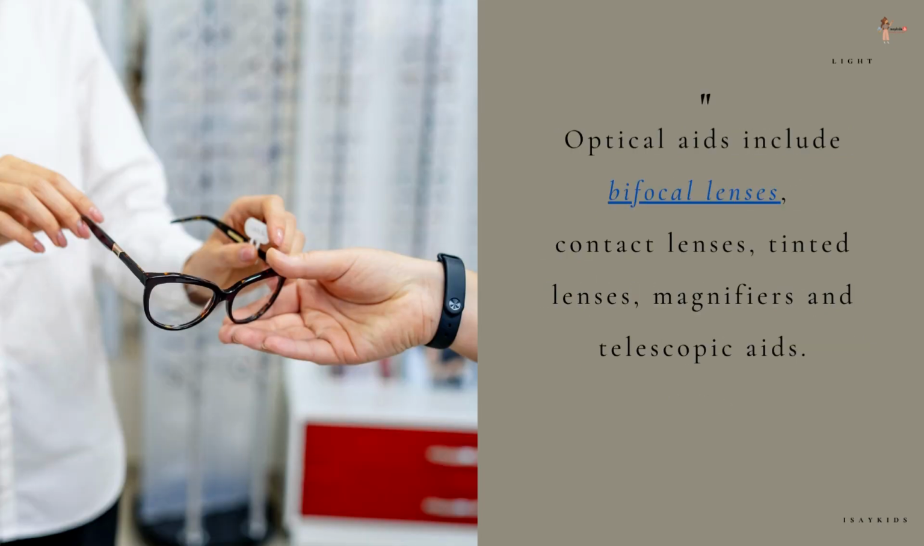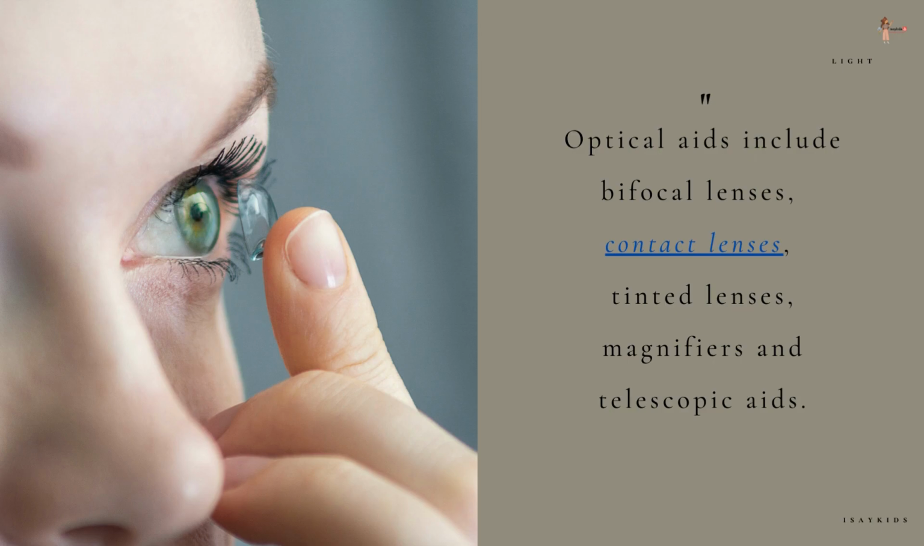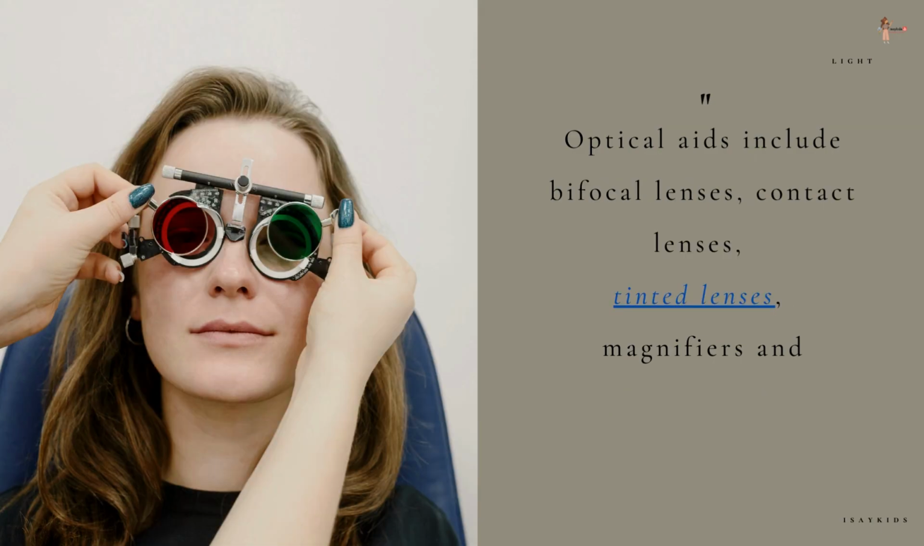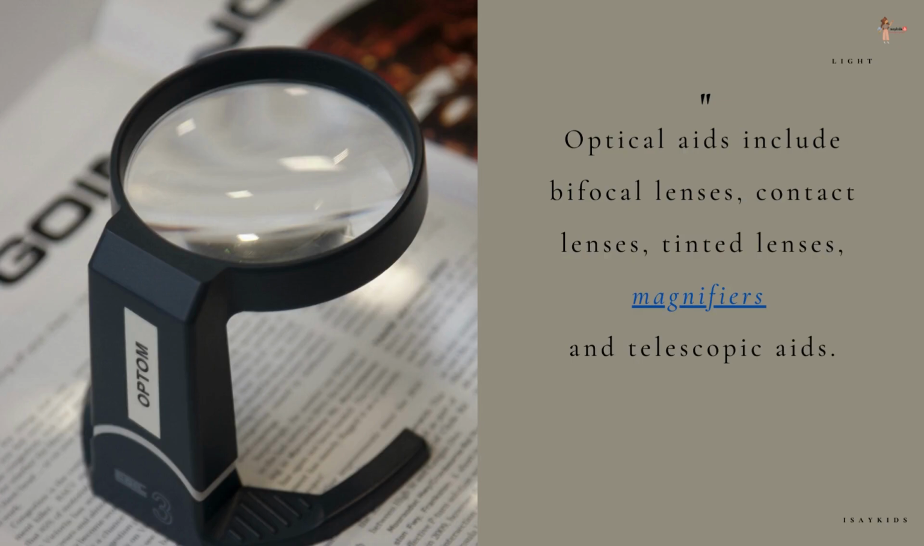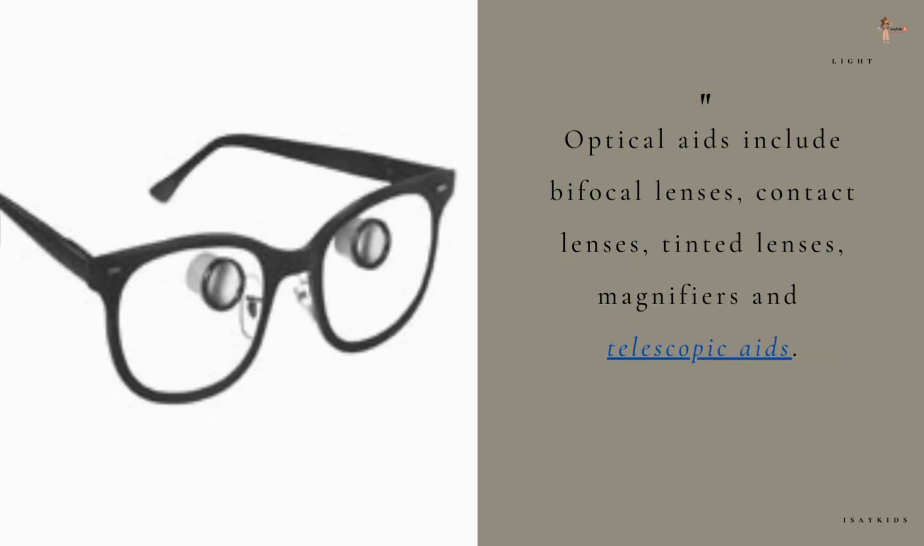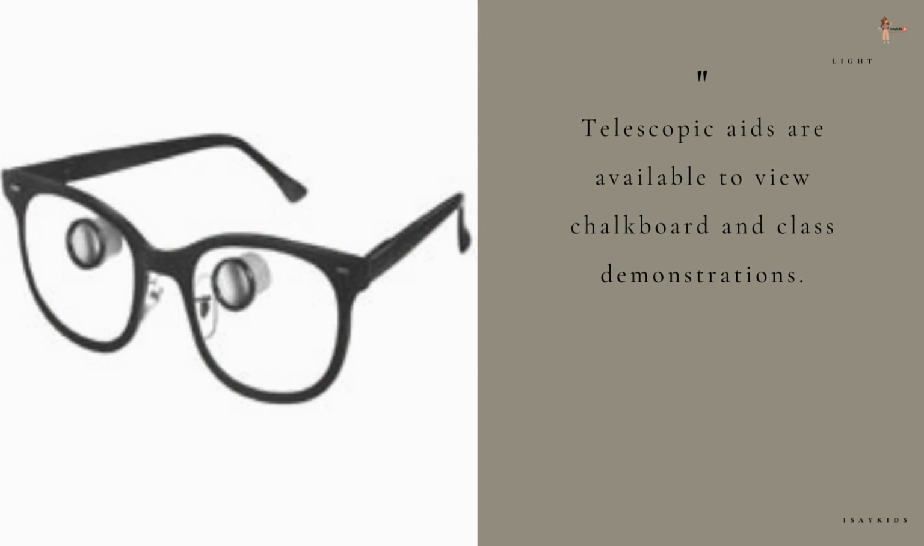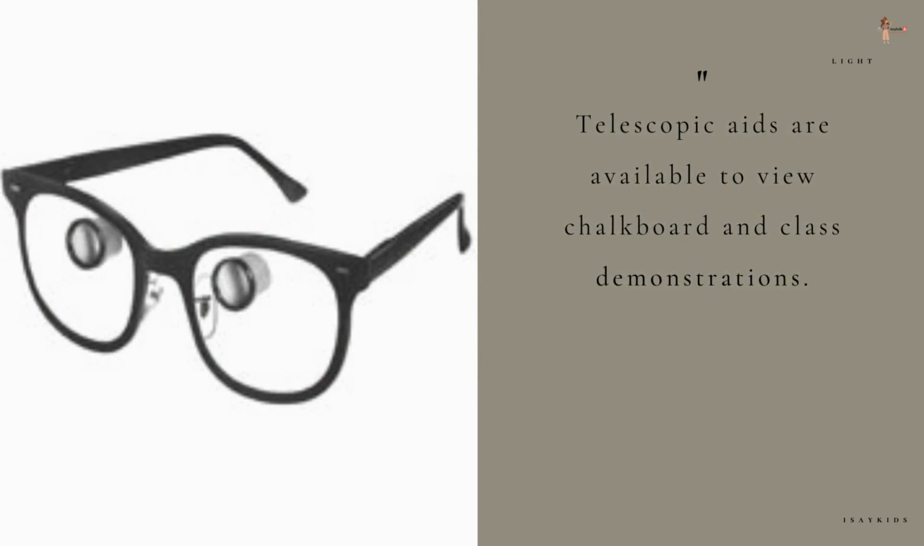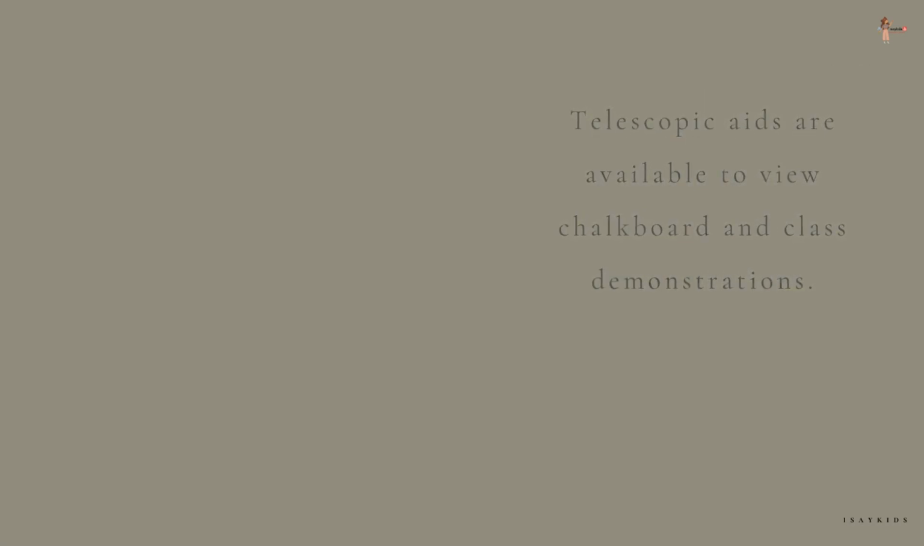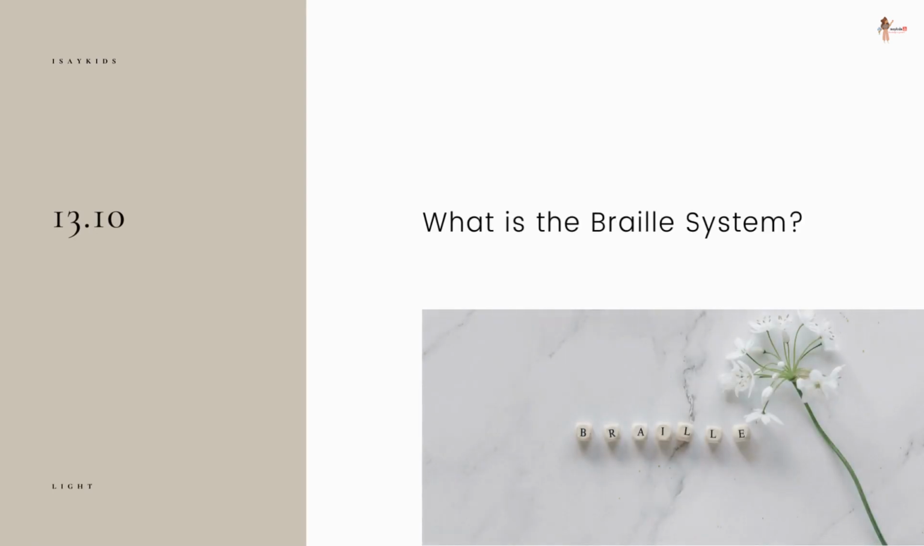Optical aids include bifocal lenses, contact lenses, tinted lenses, magnifiers, and telescopic aids. While the lens combinations are used to rectify visual limitations, telescopic aids are available to view chalkboard and class demonstrations. Next is, what is Braille system?